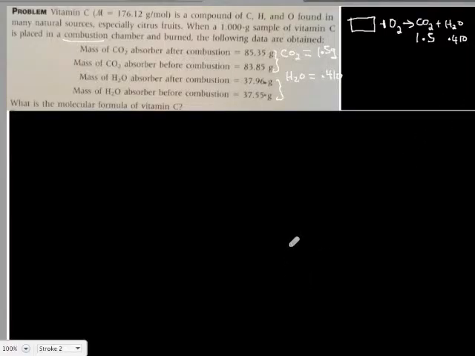Okay, at this point, we want to make our list of elements here, which is carbon, hydrogen, and oxygen. And we do want to figure out the mass of the elements in this little box here. What we do know is that this is 1.000 grams of compound. We really don't know how much carbon, how much oxygen, and how much hydrogen we have here.